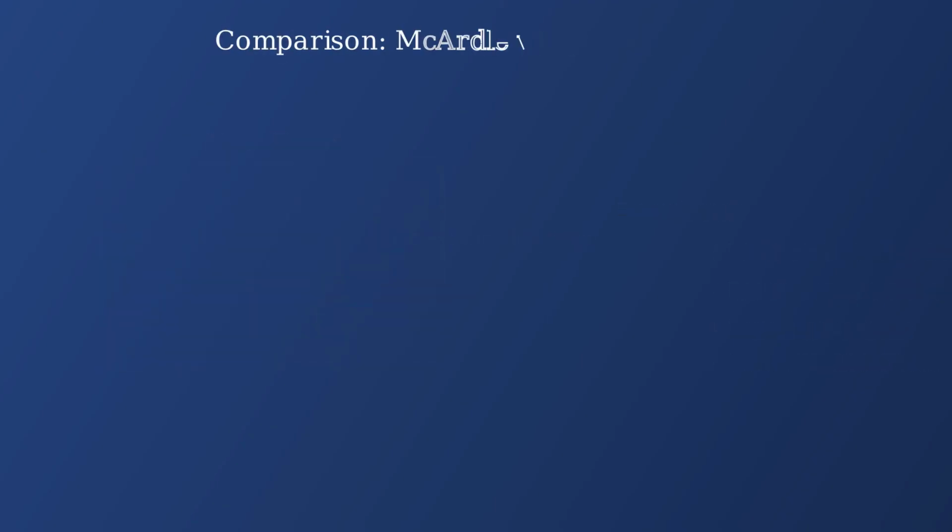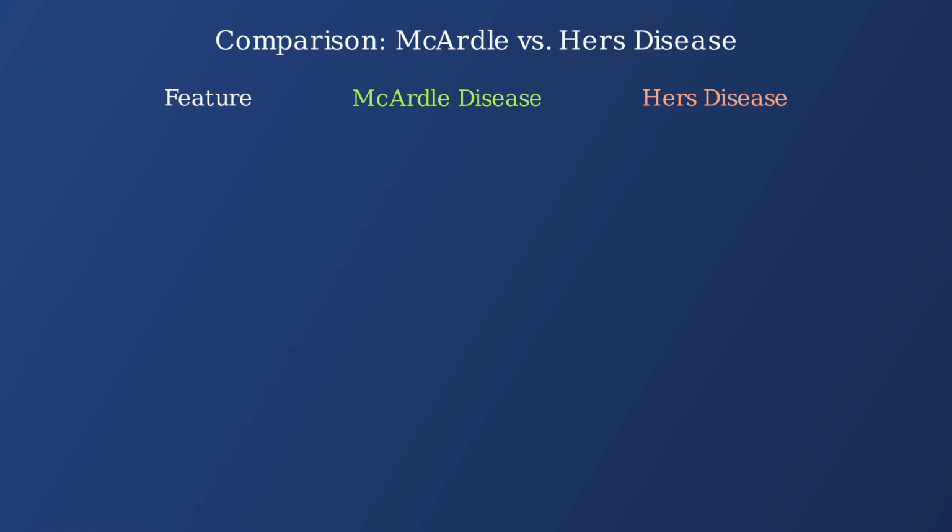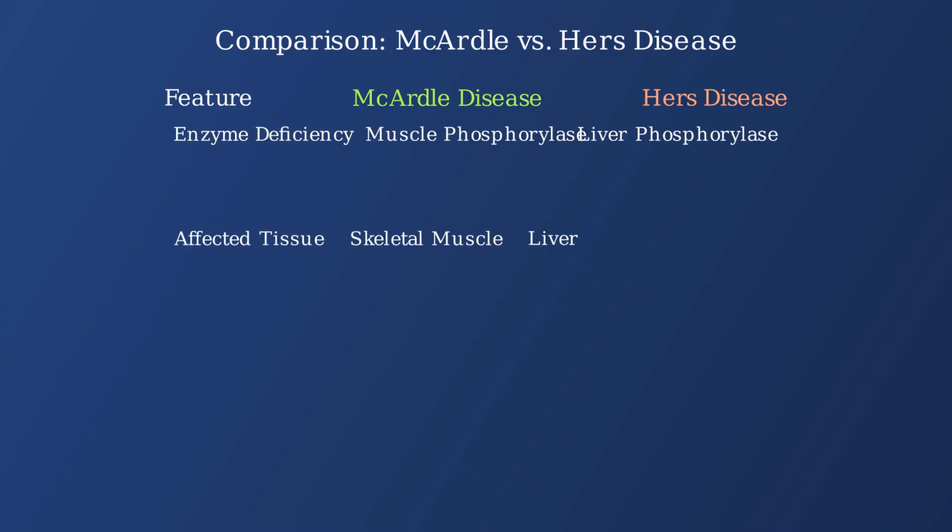Let's compare McArdle and Hers diseases. Both involve deficiencies in phosphorylase enzymes, but they affect different tissues with distinct clinical presentations. McArdle disease affects muscle phosphorylase, causing exercise intolerance in skeletal muscles. It typically becomes apparent in childhood or early adulthood.